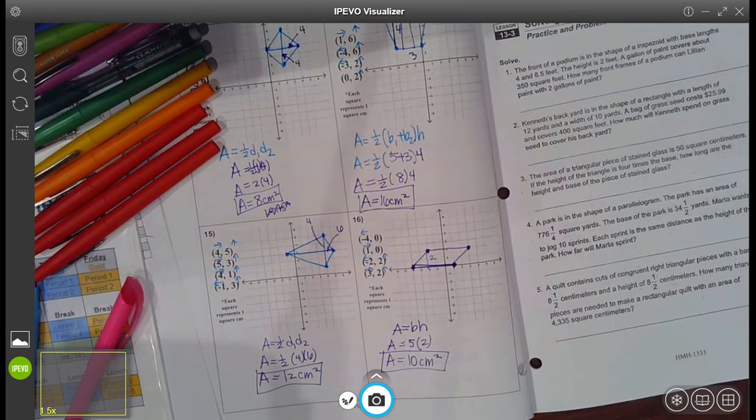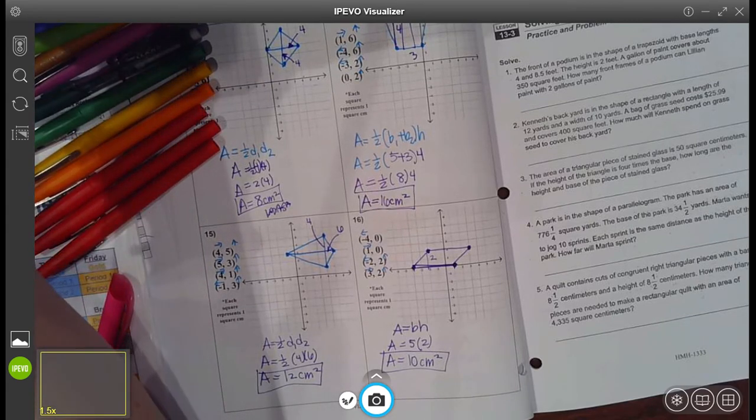Congratulations if you got all those right. If not, try similar problems to the ones that you missed in the extra practice pages in your packet. Congratulations, my little mathematicians. You learned so much about shapes.